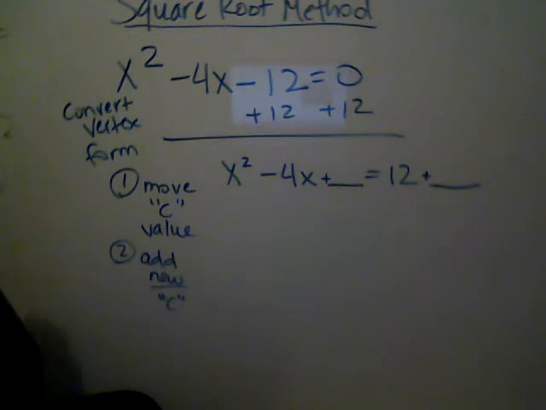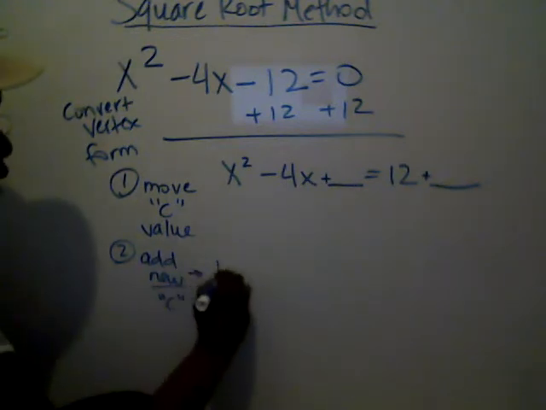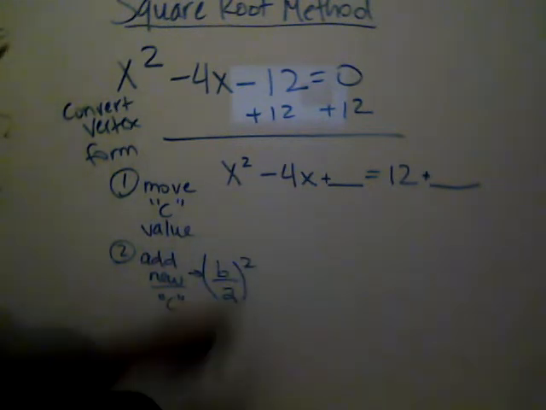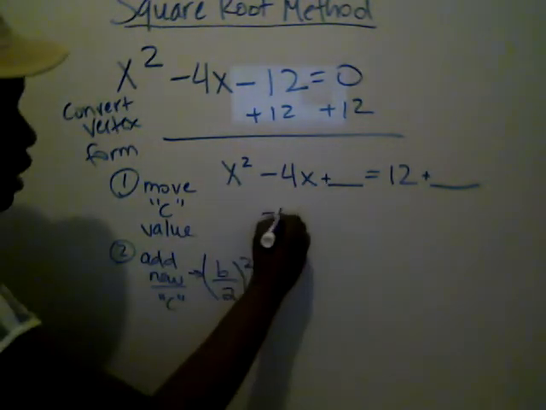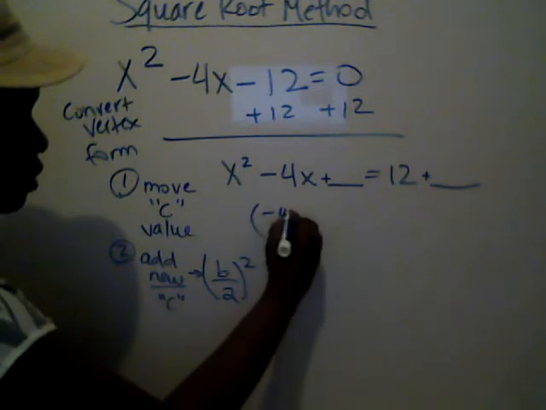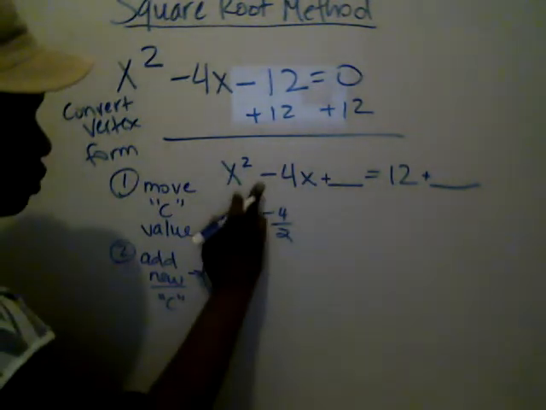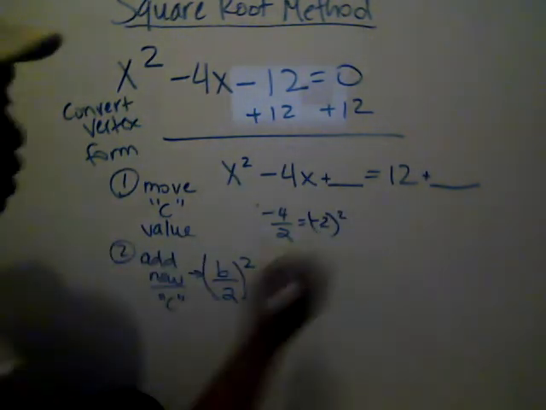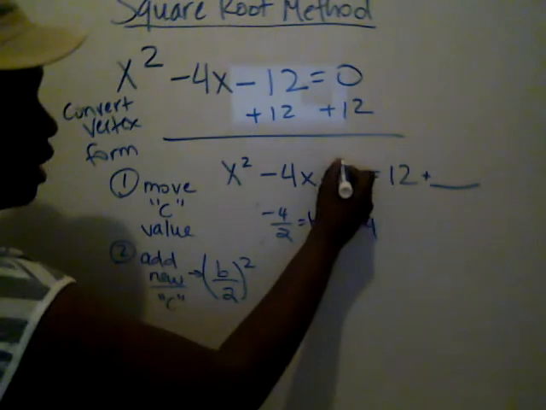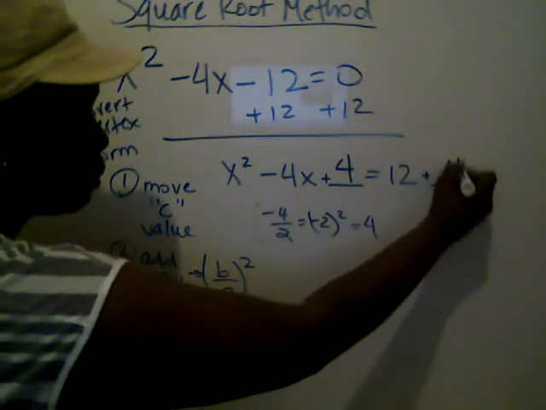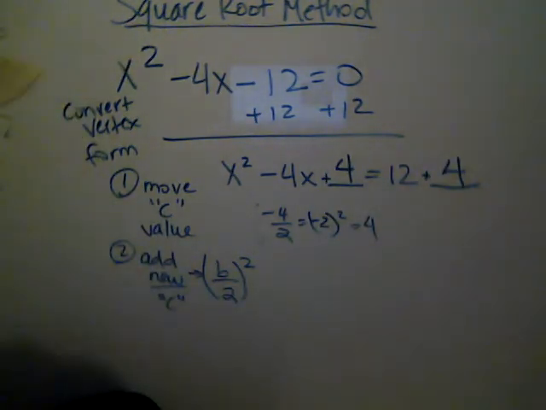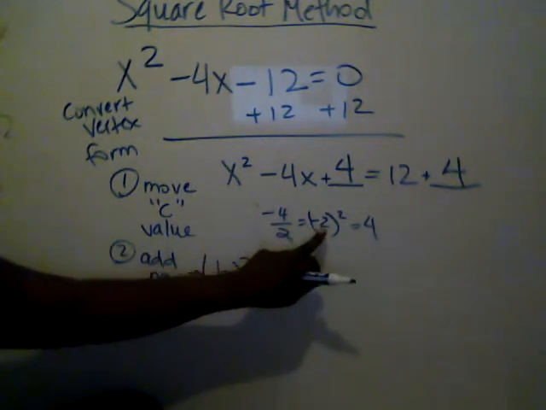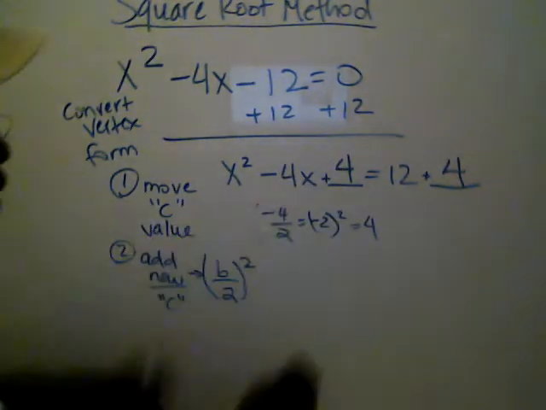All right. And so the way we add our new c value is we take the b value, we divide it by 2, and we square it. Okay. So this is the b value here. We're going to do negative 4 divided by 2. So we'll do it in steps. Negative 4 divided by 2 is negative 2. Then we will square it. Negative 2 squared is 4. So that's what we're going to put here, and here. We just took negative 4, divided it by 2, got negative 2, and squared it and put that in there.